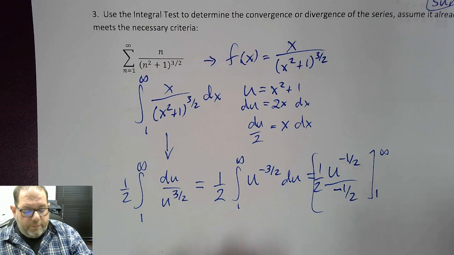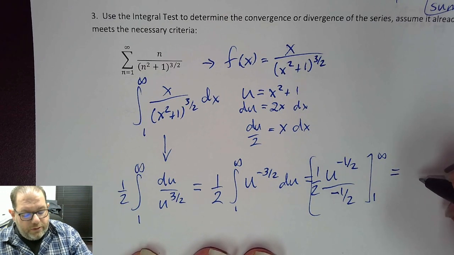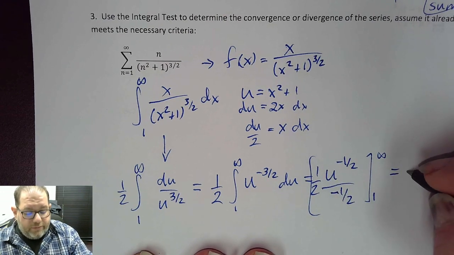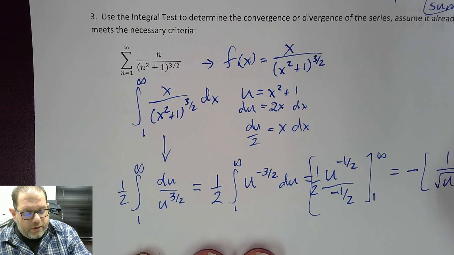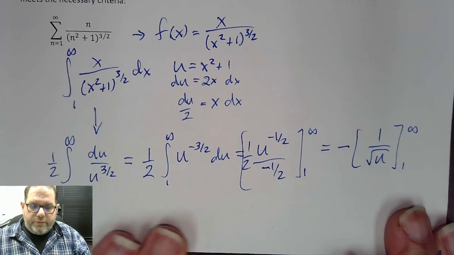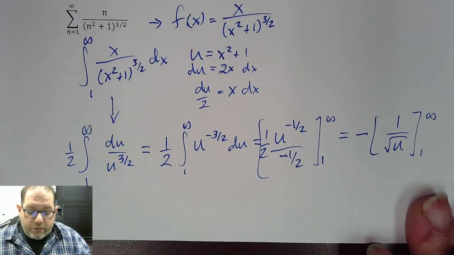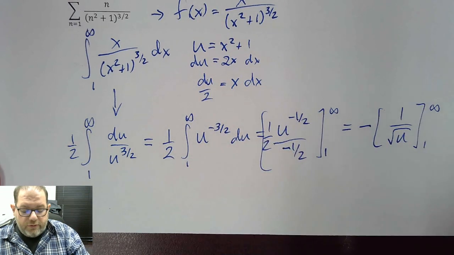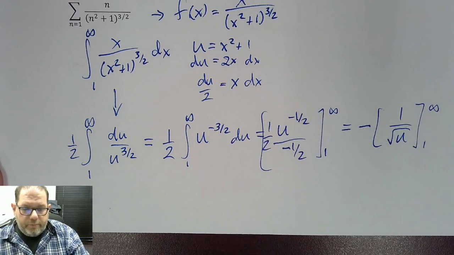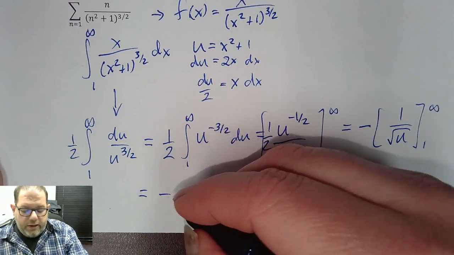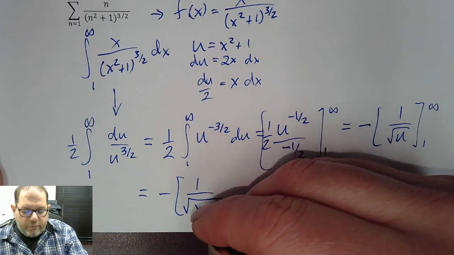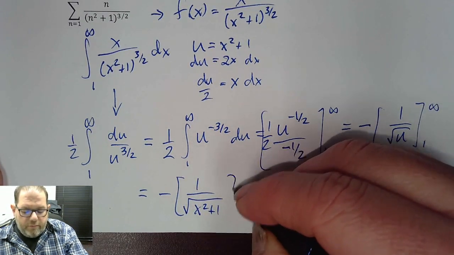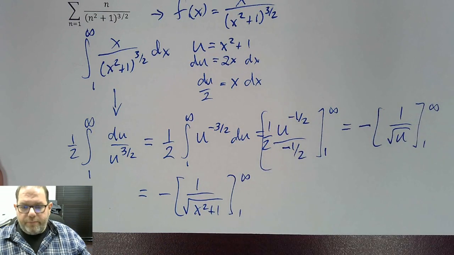So what happens with our numbers? Well, the 1/2s actually cancel. It is still negative, and then we have 1 over square root of u from 1 to infinity. Oops, sorry, there we go. And now we just plug u back in, which is x squared plus 1. So we get negative, and then 1 over square root of x squared plus 1 from 1 to infinity.